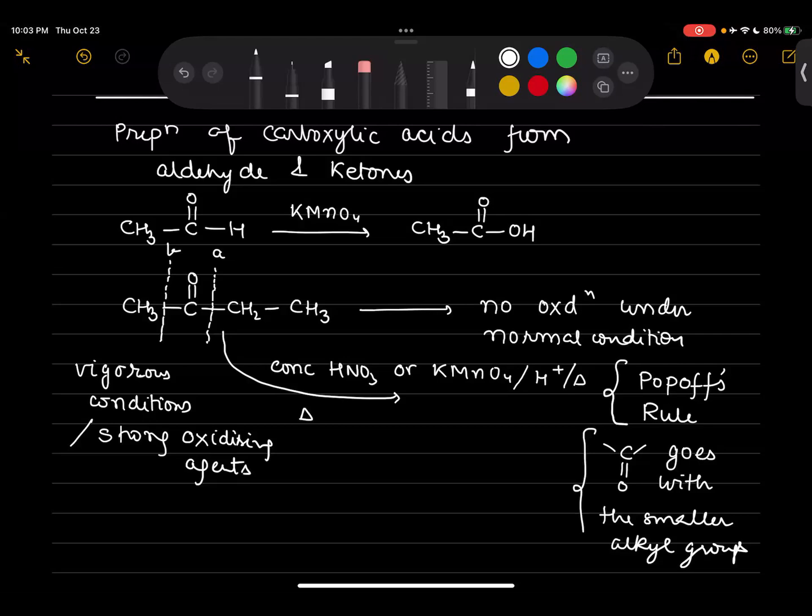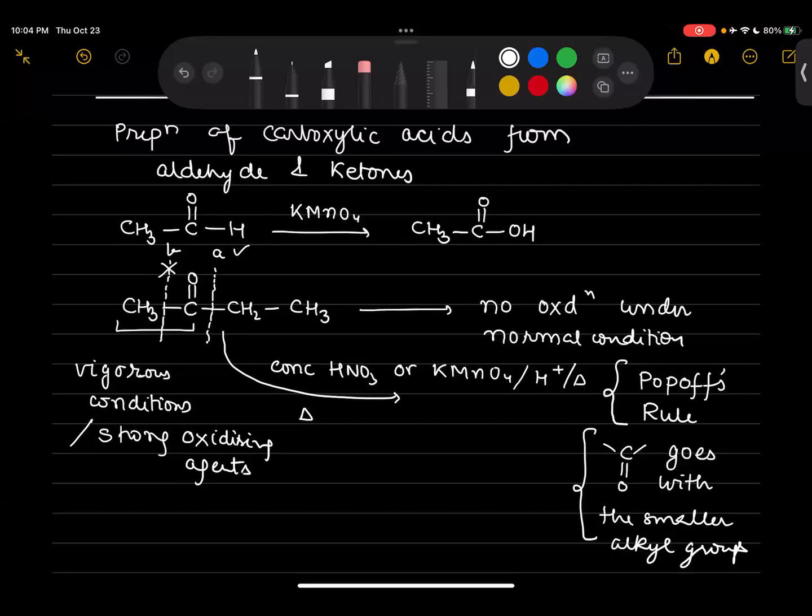Read this statement. Yes, sir. So we should cut it along A because CO goes with a smaller alkyl group. Got it? Clear? Yes. This is Popov's rule. Okay, do remember it. Very important.